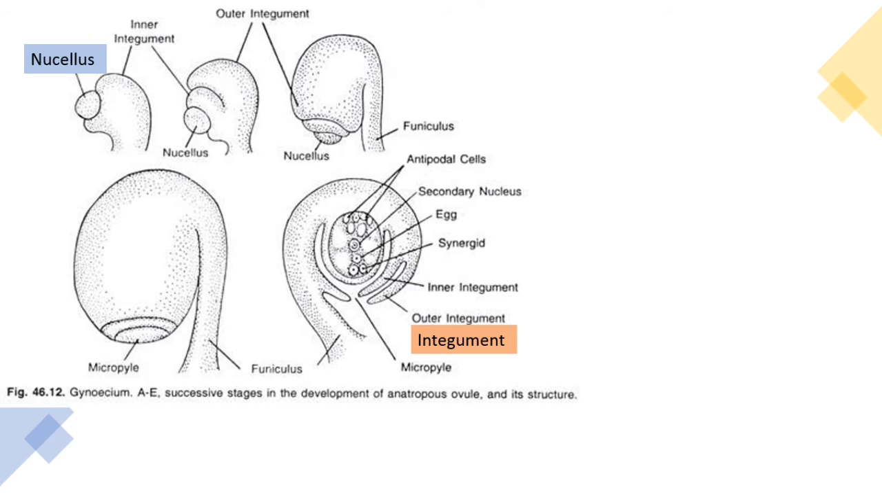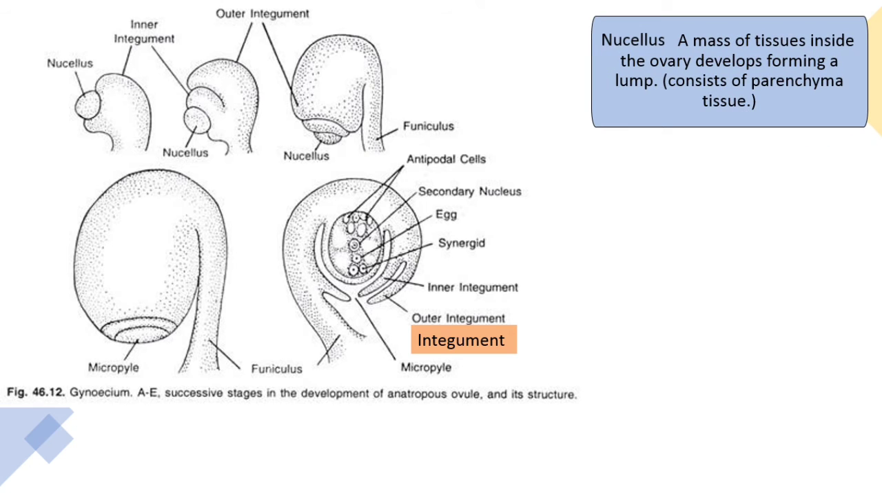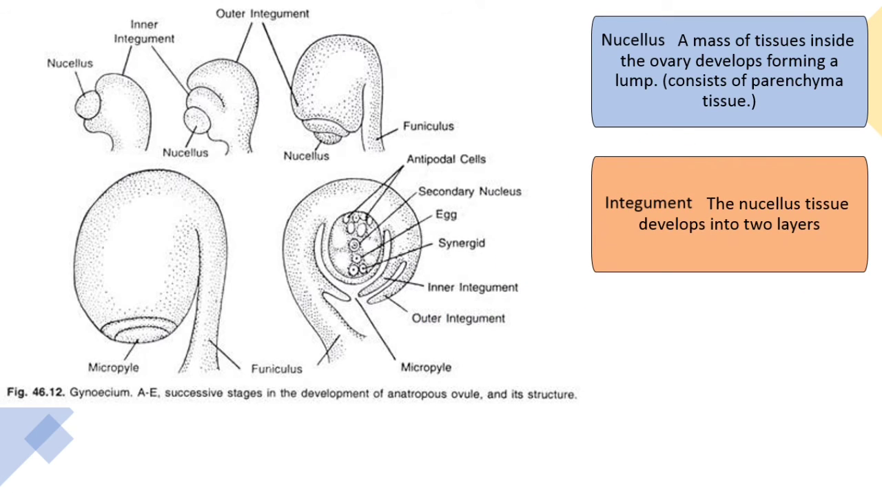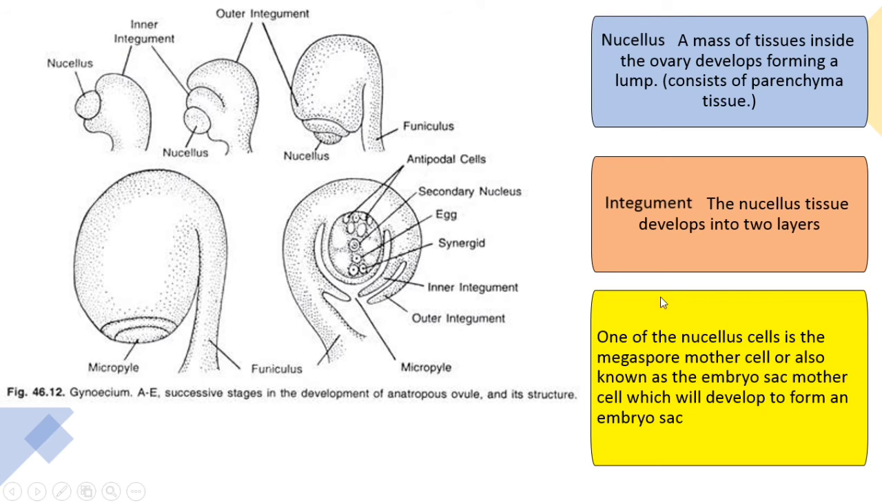So let's discuss how the ovule develops. It starts from the tissue called the nucellus. What is the nucellus? The nucellus is a mass of tissue inside the ovary that develops, forming a lump. The lump consists of parenchyma tissue. Then the integument: the nucellus tissue develops into 2 layers. Okay, look at the picture. The nucellus develops into a layer of tissue, and this layer of tissue will form the inner integument and the outer integument. Okay, look at the picture: the inner integument is inside the structure, and then the outer integument.